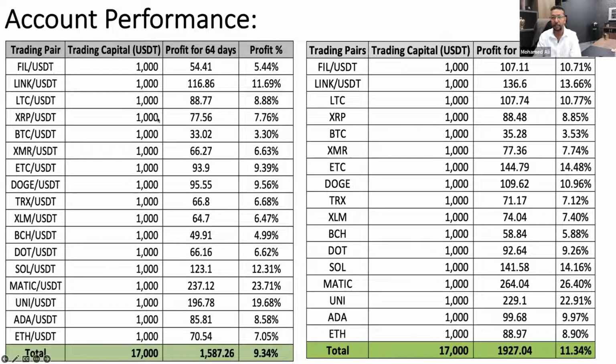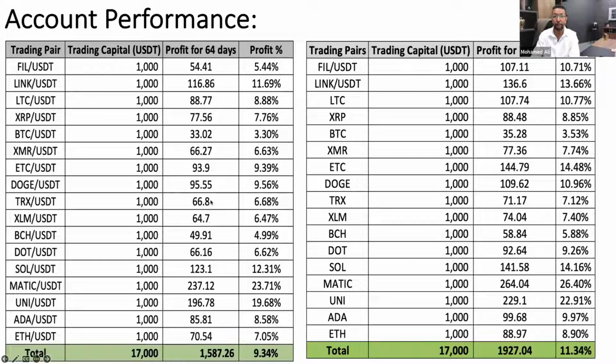Here you go. This is a comparison. On the left is the previous one, and on the right-hand side is the new one. The total profit on 22nd of July was 9.34%, which is 1,587. Today, 1st of August, the total profit is 11.34%, which means 1,927. So the profit has increased almost 2% within the last 10 days. If we take the same pace, in 10 days it's 2%, so around 6% in a month.